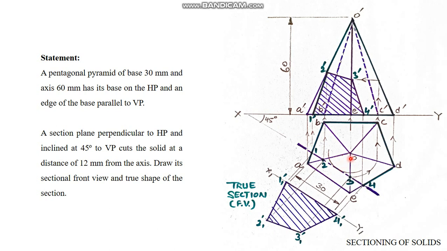Open your compass to 12 mm and draw this arc. So the distance from O is 12 mm here. And now draw a tangent on this arc, and it should be at 45 degrees to the XY line. So this is the cutting plane line. Then mark the points 1, 2, 3, 4. These are the key points. And then from these key points, take the projection towards the front view and draw the sectional front view. This is the apparent shape of the section.